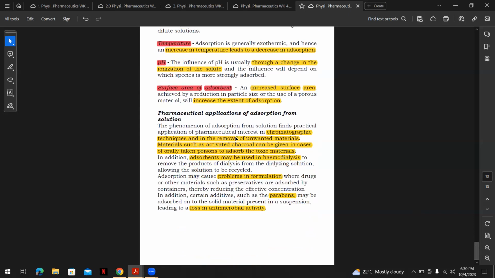So this was for applications. So you were saying adsorption causes problems in formulations where you find your preservatives, they've adsorbed to containers, so they reduce the effective concentration. And additives such as parabens might also be adsorbed to solid materials, leading to loss in antimicrobial activity. So that was that for surfactants.